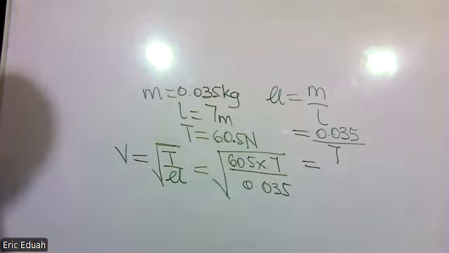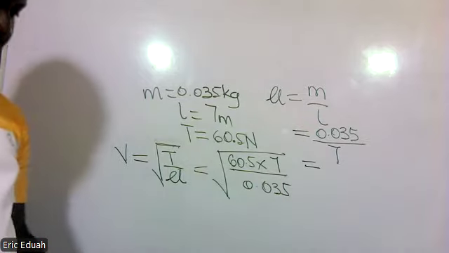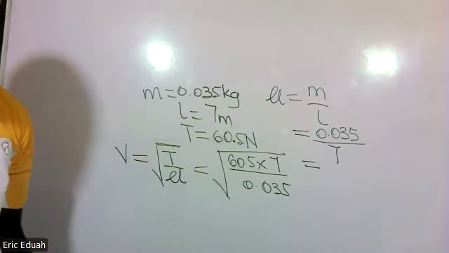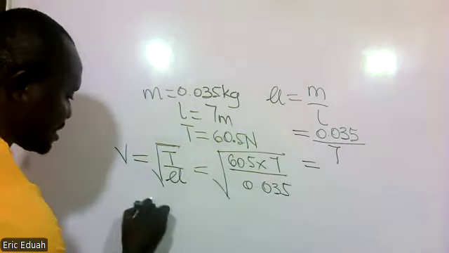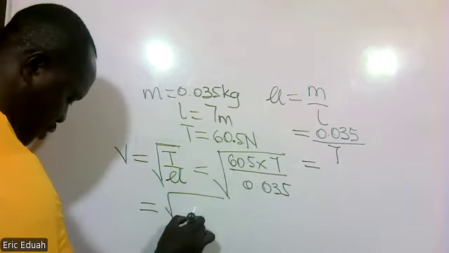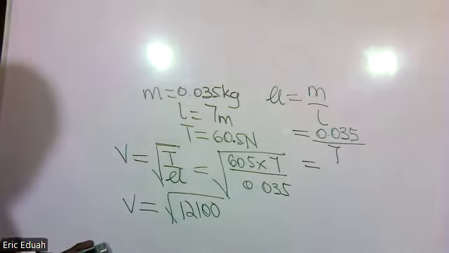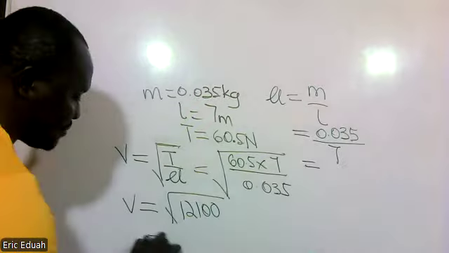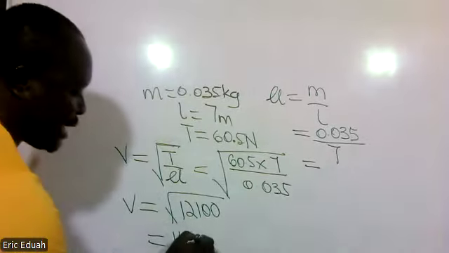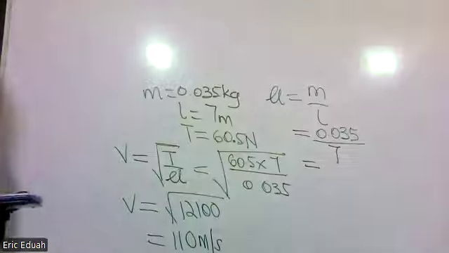So 60.5 times 7, which is this, divided by 0.035. That is giving us 12,100. So this is giving us the square root of 12,100. Therefore, when we take the square root of our answer, we have 110 meter per second.